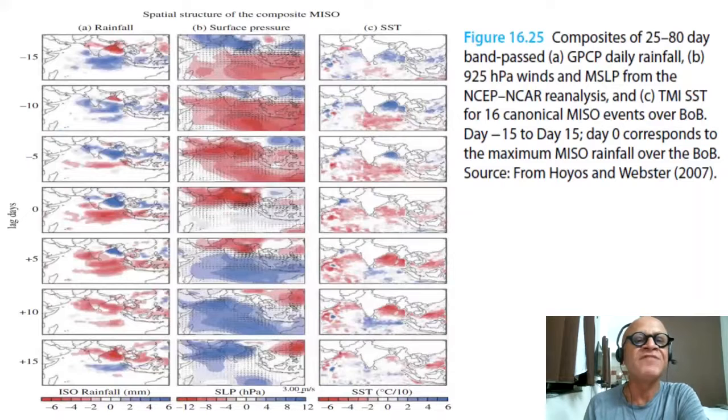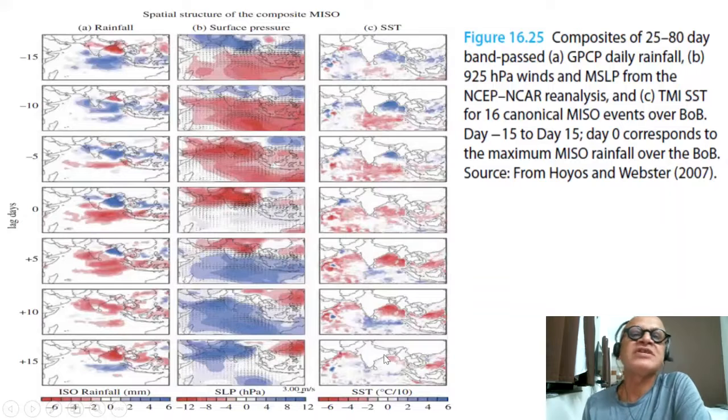mechanisms. If you do composites as a spatial structure, we are looking at rainfall, again day zero when it's maximum over the Bay of Bengal and the continent, going 15 days before and 15 days after. Typically you think of pentads, so you're going 3 pentads before and 3 pentads after. And there is the associated surface pressure signature and sea surface temperature signatures.